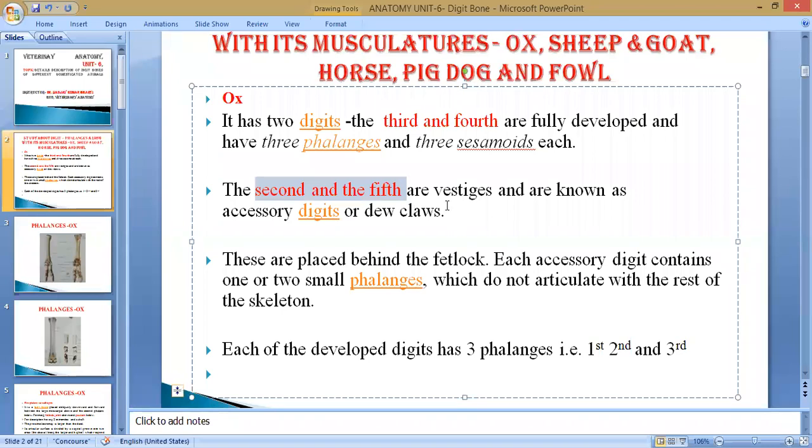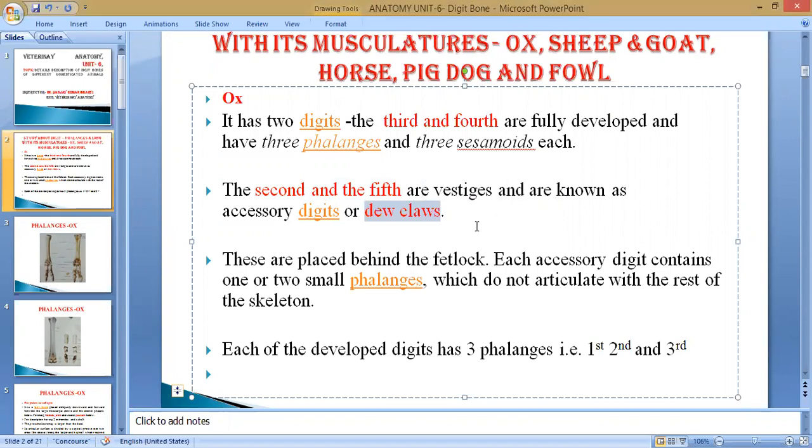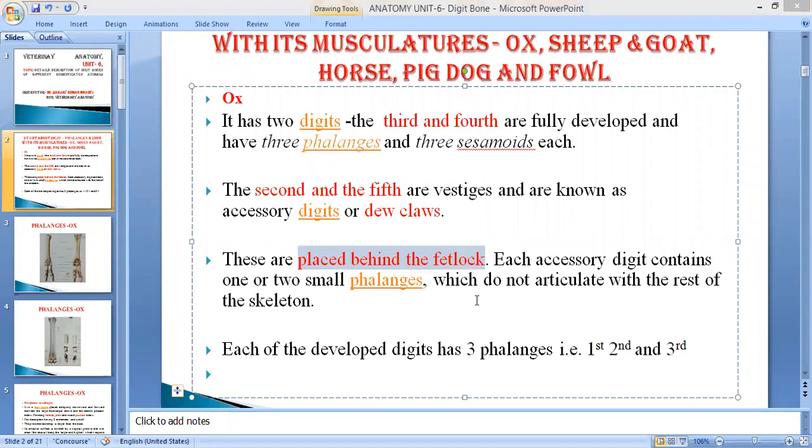When we see the hind limb or forelimb of cattle and buffaloes, distally just above the hoof, on the lateral and medial side, there are 2 vestigial structures near the last joint, known as declaw. These declaw are placed behind the fetlock joint. Anteriorly, they are not visible behind the fetlock joint, and each accessory digit contains 2 small phalanges which do not articulate with the rest of the skeleton.